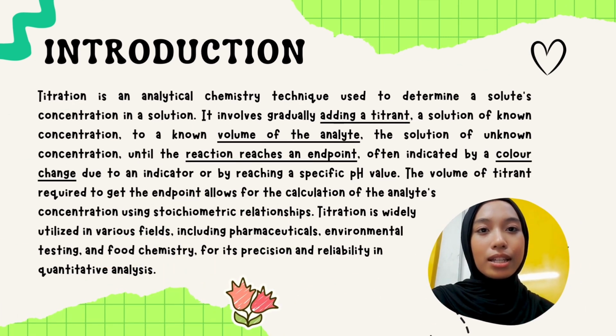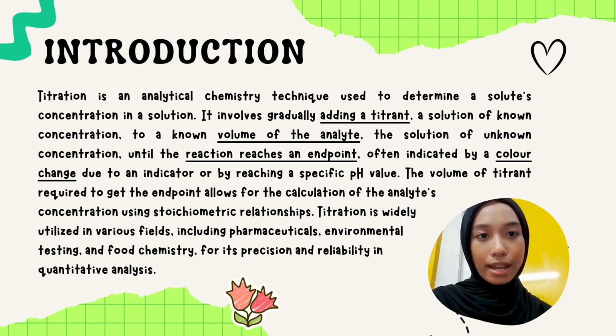Titration is an analytical chemistry technique used to determine a solute's concentration in a solution. It involves gradually adding a titrant, a solution of known concentration, to a known volume of the analyte solution of unknown concentration until the reaction reaches an endpoint, often indicated by a color change due to an indicator or by reaching a specific pH value. The volume of titrant required to reach the endpoint allows for the calculation of the analyte's concentration using stoichiometric relationships.